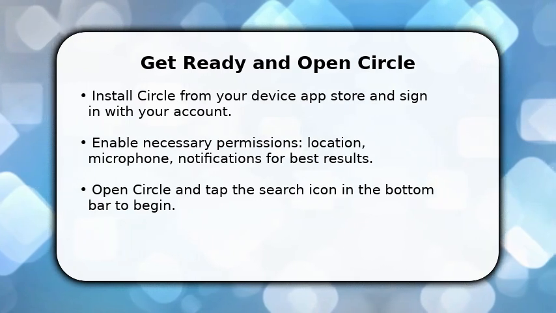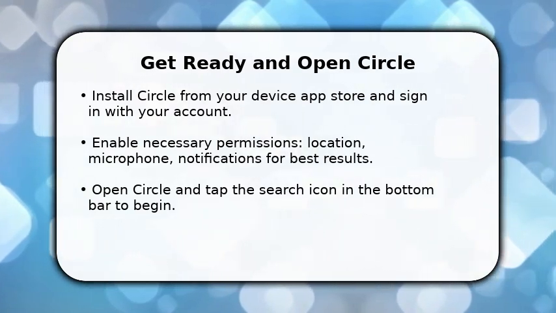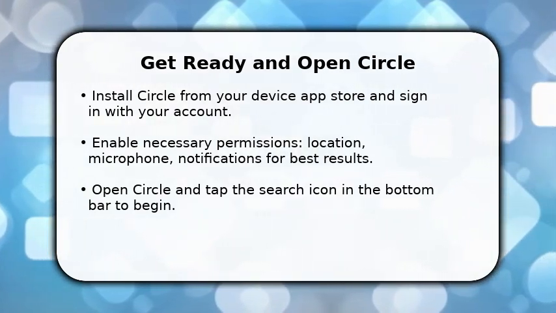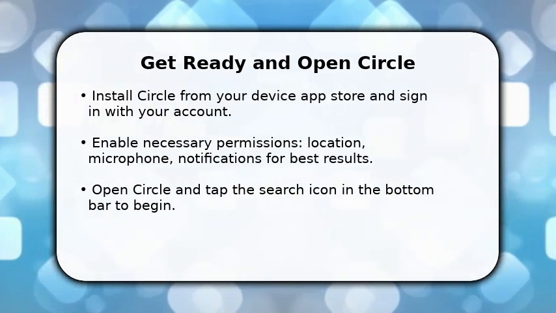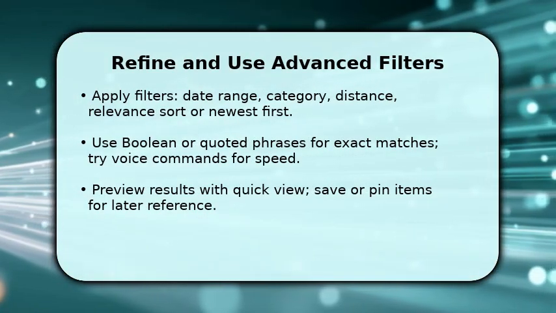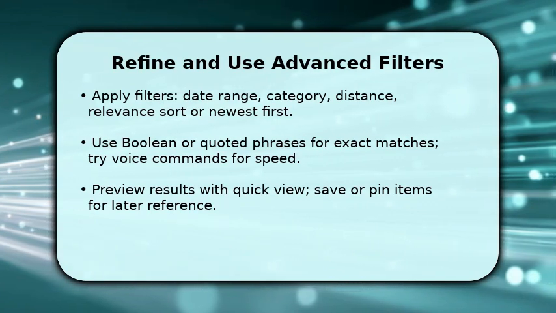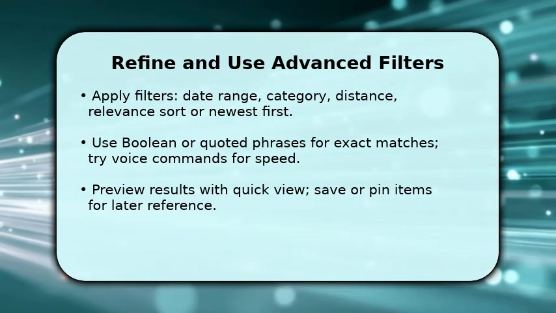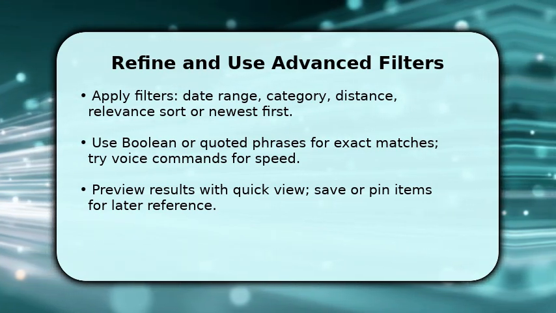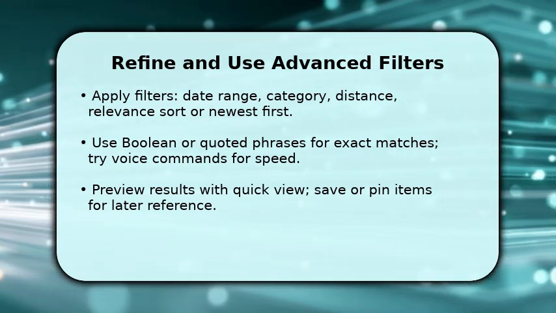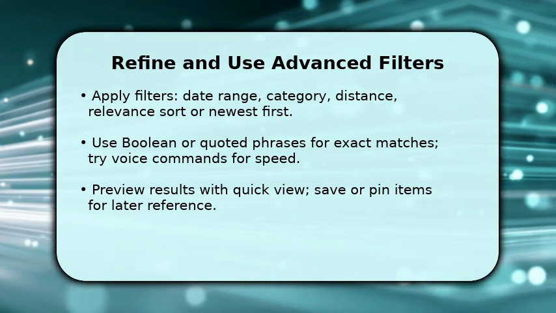This improves accuracy. Now enter a concise query or press the voice button. This gets you immediate, actionable results without extra setup. Once you have initial results, refine them using the advanced filters: date range, category, distance, or sort by relevance. You'll get cleaner results if you use quoted phrases for exact matches and Boolean operators for complex queries.